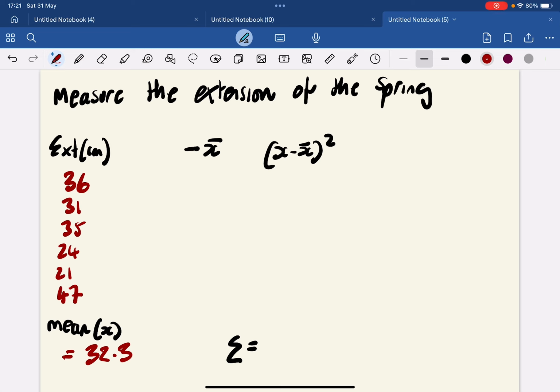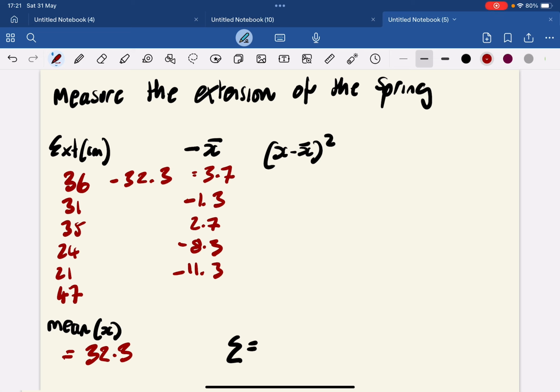So we take away that mean from 36. 36 take away 32.3 leaves 3.7. Then we've got 31 take away 32.3, which is minus 1.3. Then 35 take away 32.3, which is 2.7. Then 24 take away 32.3, and so on and so forth.